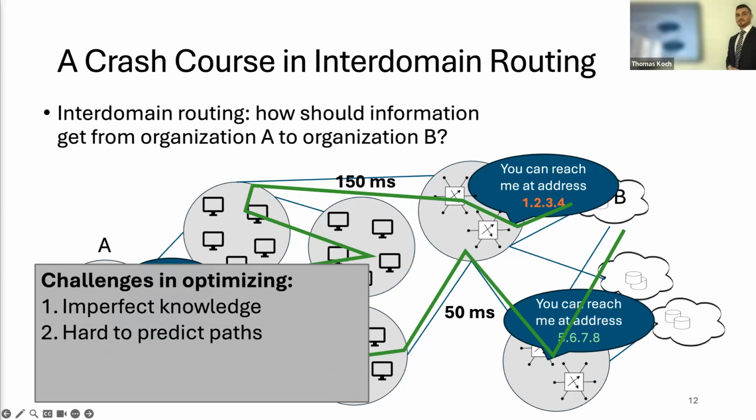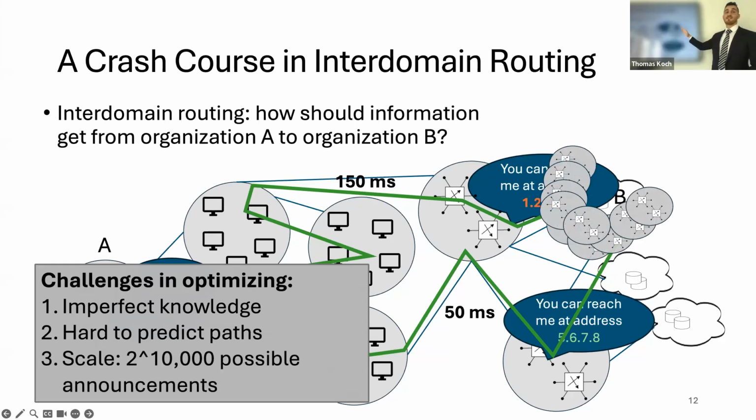A third challenge is scale. So even if we could predict paths, finding the best path is challenging because B is not just connected to 2 networks. In reality, it's more like 10,000 networks. And so there's 2 to the 10,000 possible announcements to look for each pair of endpoints. So it's a really challenging problem.